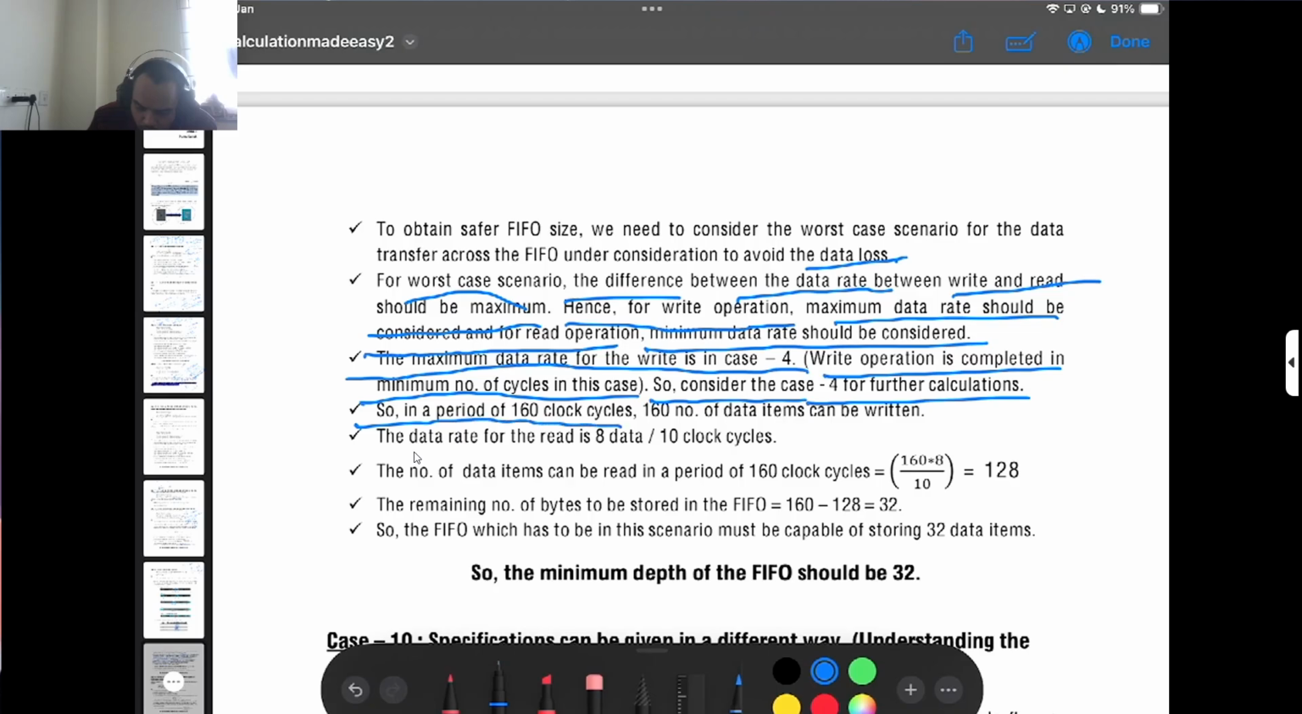So in a period of 160 clock cycles, 160 data items can be written. The data rate for the read is 8 data per 10 clock cycles. The number of data items that can be read in a period of 160 clock cycles is 160 times 8 by 10, so that is 128. The remaining number of items to be stored in the FIFO is 160 minus 128, that is 32. So FIFO depth is 32. Okay.